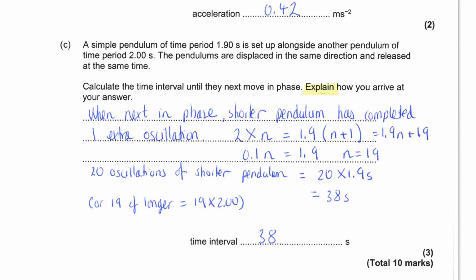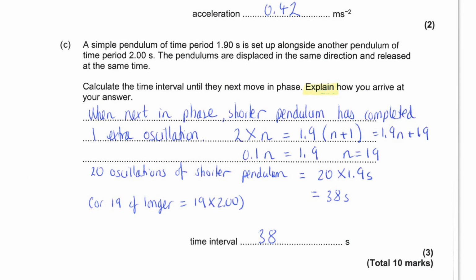Finally, you want to find the corresponding time. You can look at this in two ways, both of which will lead to the same answer. So either 19 oscillations of the longer pendulum, so that's 19 times 2 seconds, or 20 oscillations of the shorter pendulum, both leading to an answer of 38 seconds.